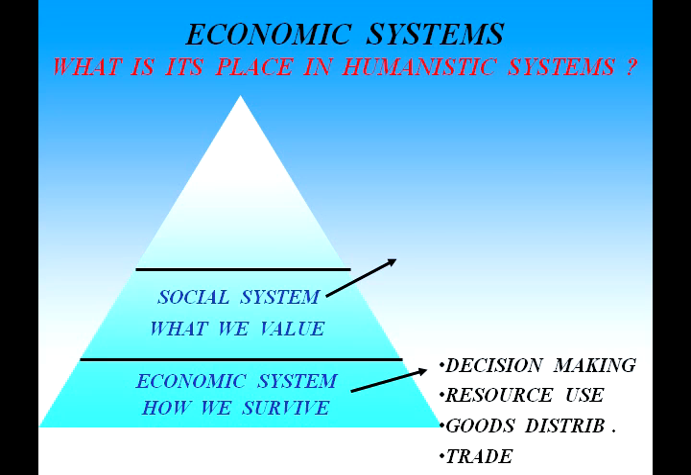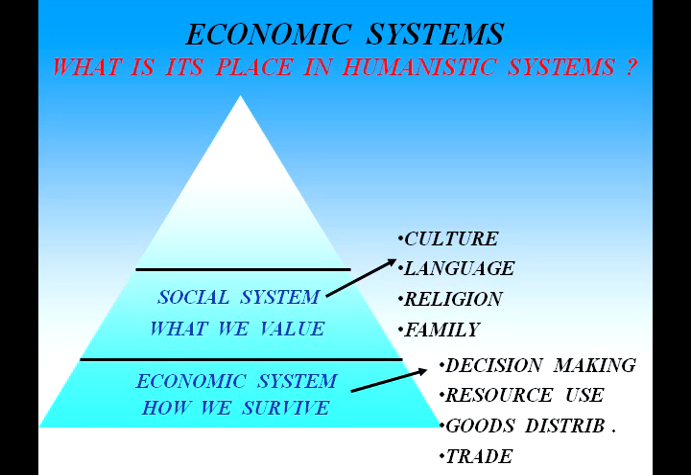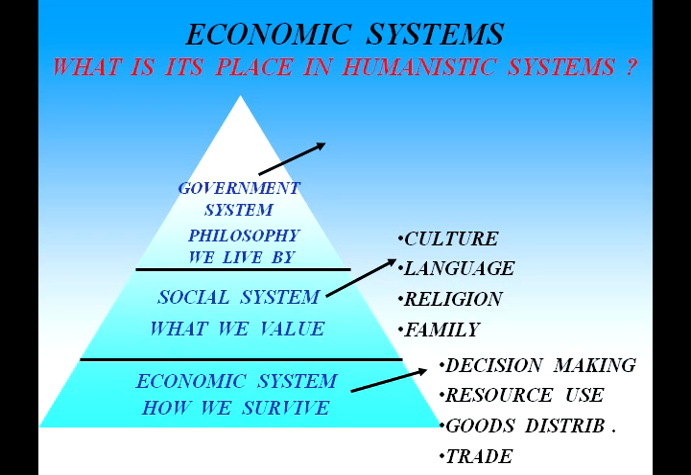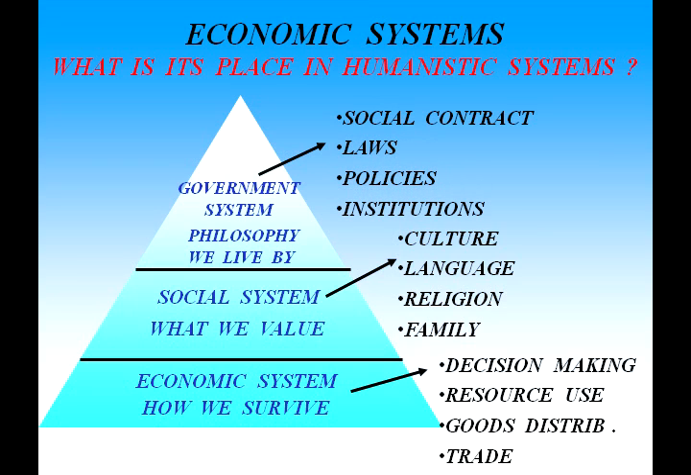The next humanistic system is the social system. Social systems are what we value. It involves our culture, our languages, our religions, and our family structures. The third humanistic system is the government system. And government systems are the philosophies that we live by. It involves our social contracts, or our constitutions, our laws, our policies, and the institutions that we set up to help us with our society.